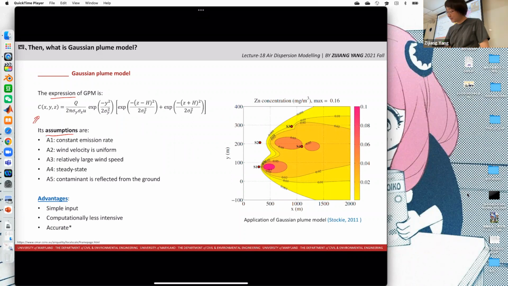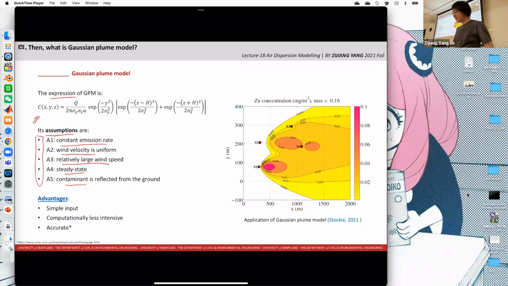Let's recall the assumptions first. We assume a constant emission rate, and we assume the wind velocity is uniform, and we also assume a relatively large wind speed, so the diffusion is negligible in the direction of the wind speed. And because the meteorological conditions are independent of time, the plume is in a steady state. And finally, we assume the contaminant is reflected from the ground.